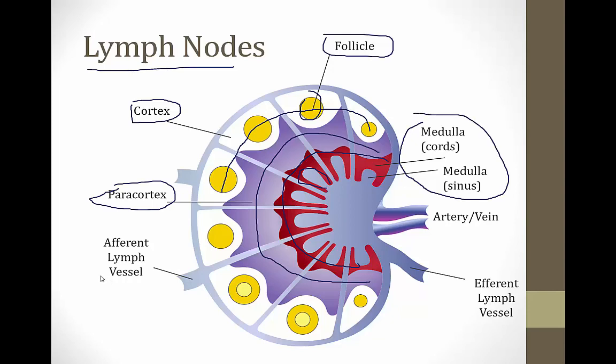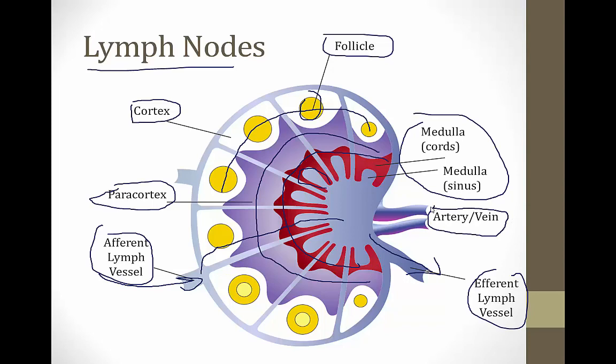There are multiple vessels that carry lymph into the lymph node, and they're called afferent lymph vessels. And then basically the lymph percolates through the three layers. So it will move through the cortex, the paracortex, and the medulla, and then it will finally exit through a single efferent lymph vessel. Each lymph node has a single efferent lymph vessel. And then of course there are arteries and veins which supply blood to the lymph node.